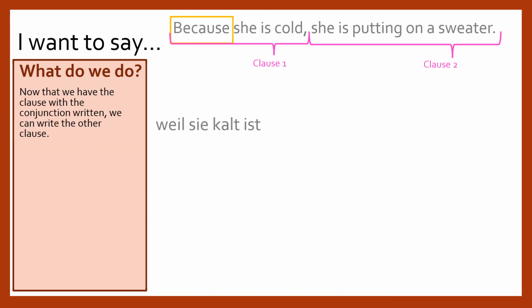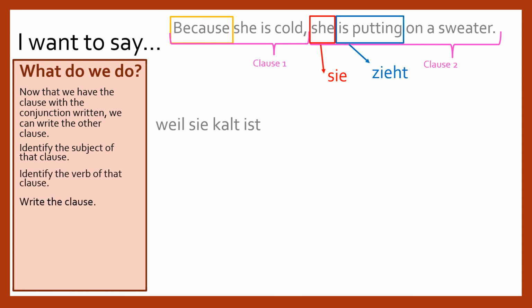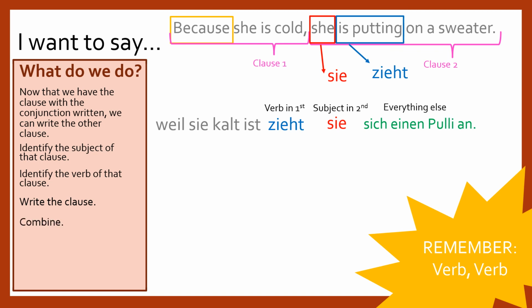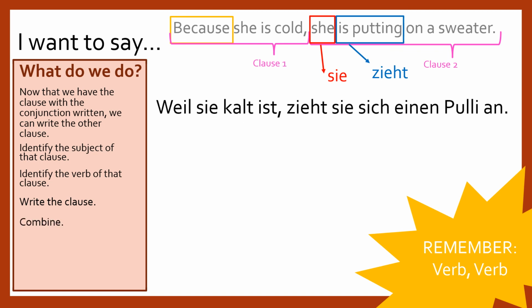Okay, so now that we have the clause with the conjunction written, we can write that second clause. So we need to identify the subject of that clause, sie, identify the verb, zieht, and write the clause. So remember, verb, comma, verb, because we have the conjunction in the first sentence. So we have the verb in the first spot, zieht, subject in the second, sie, and everything else of the sentence, sich einen Pulli an. Now we just need to combine those two clauses. "Weil sie kalt ist, zieht sie sich einen Pulli an."